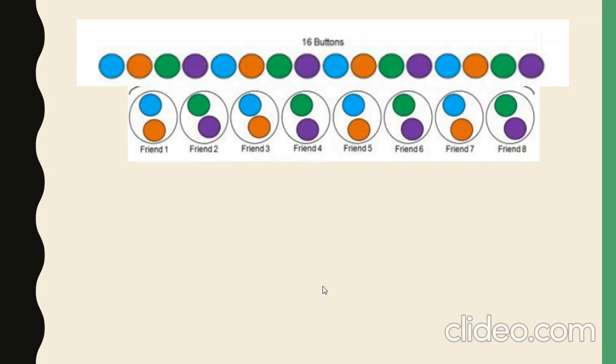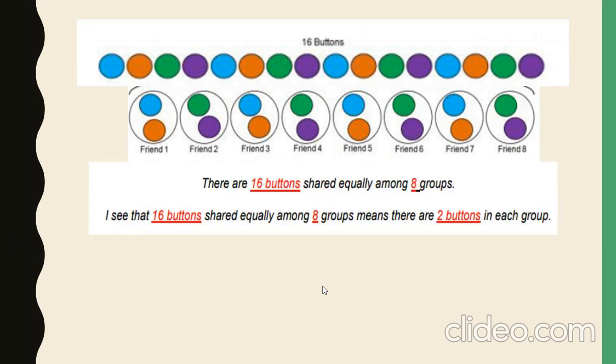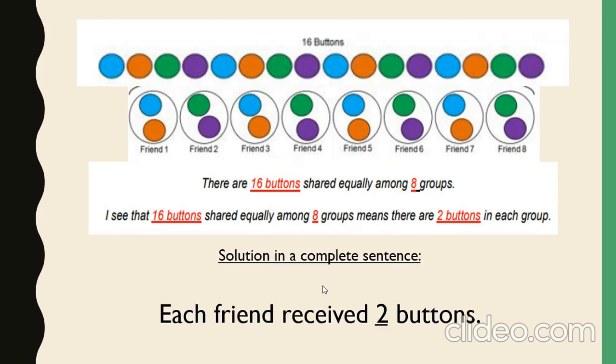Let's conclude our solution. There are 16 buttons shared equally among 8 groups. I see that 16 buttons shared equally among 8 groups means that there are 2 buttons in each group. So in a complete sentence, our solution is that each friend received 2 buttons.